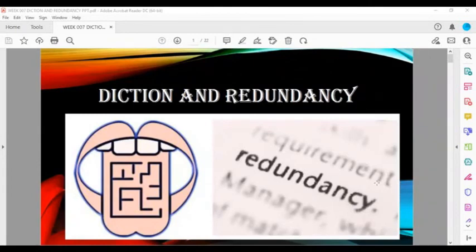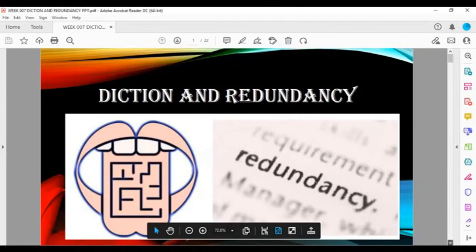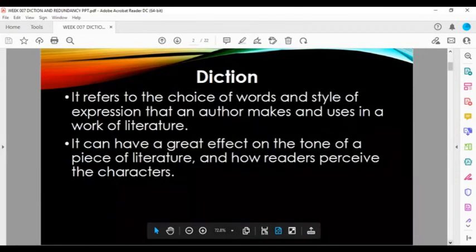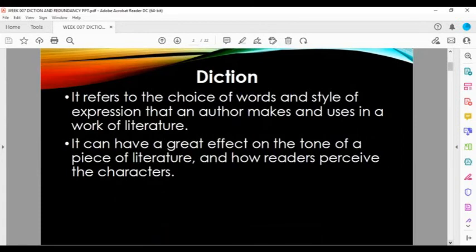Okay, so our discussion for this day has to do with diction and redundancy. So first, let us define what diction is. It refers to the choice of words and style of expression that an author makes and uses in a work of literature. It can have a great effect on the tone of the piece of literature and how the readers perceive the character. So when we speak of diction, this is about what particular words the author will convey, and this creates an impression of what type of character he or she is.